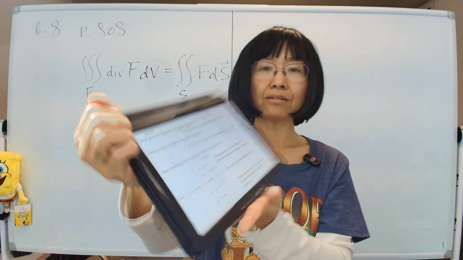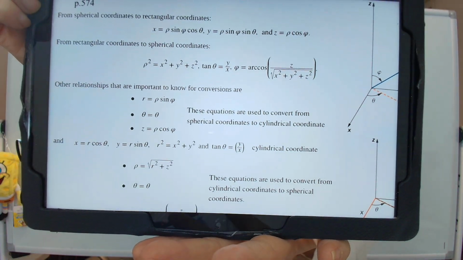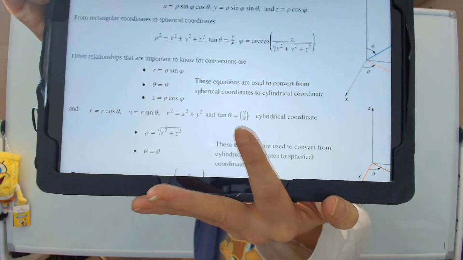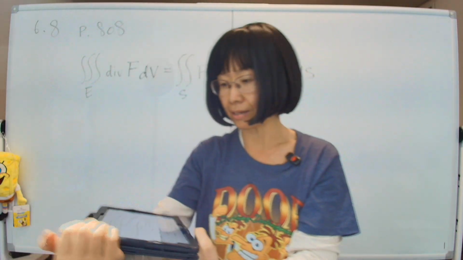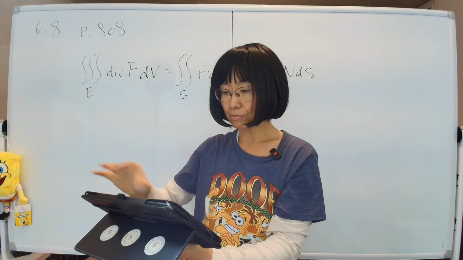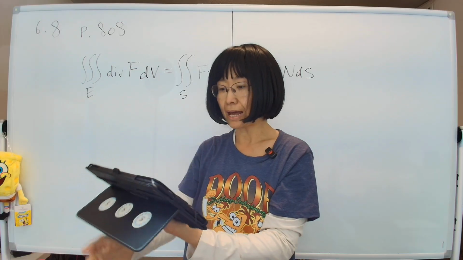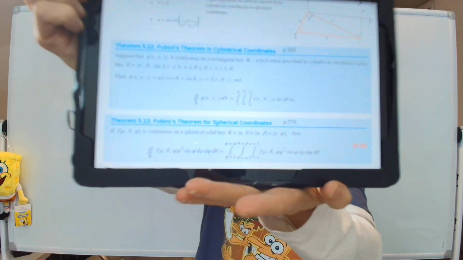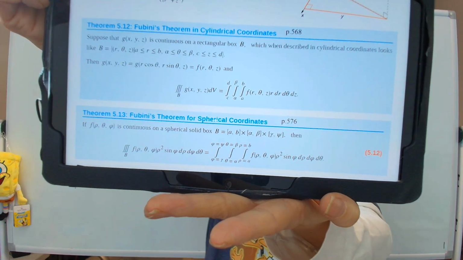Anyway, the spherical coordinates, of course, have x equal to rho sine phi cosine theta, etc. And then the rectangular coordinates down here, which is just x equal to r cosine theta, y equal to r sine theta, and so on. What matters is the two Fubini's theorem forms to do the actual integration of this kind of thing. When you have to integrate over a cylinder or a sphere, it's better to use them.